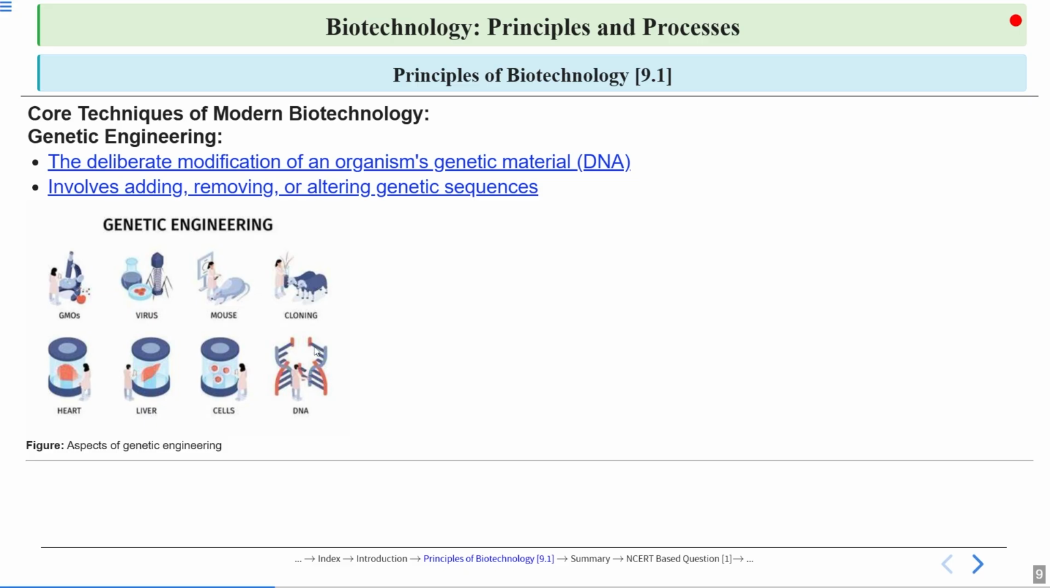Cloning is making multiple identical copies. We used to hear, okay, this is a clone of this, this is the identical copy of this. So we can make multiple identical copies of a gene. How, when, where, we will talk later.